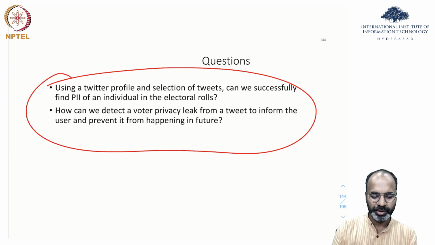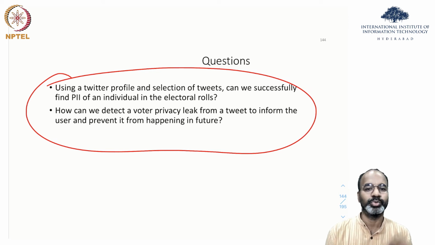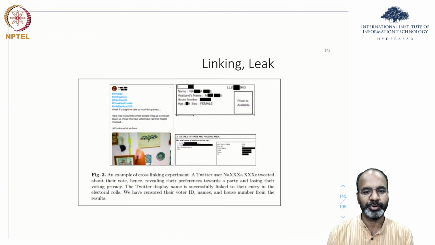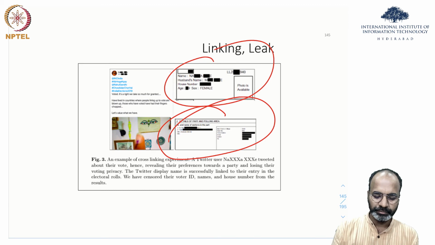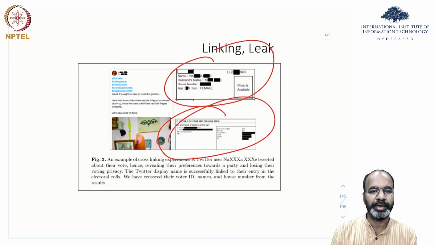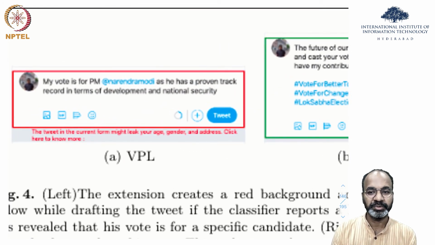But I think the important aspect was to question this, right? Can you actually take Twitter posts and tell who I voted for, and connect the information that I posted on Twitter to other information that's publicly available about me, and connect some personally identifiable information? We ended up connecting to voter ID details, which has address, which has personally identifiable information. Can you actually build an intervention for it? Yeah, you could.